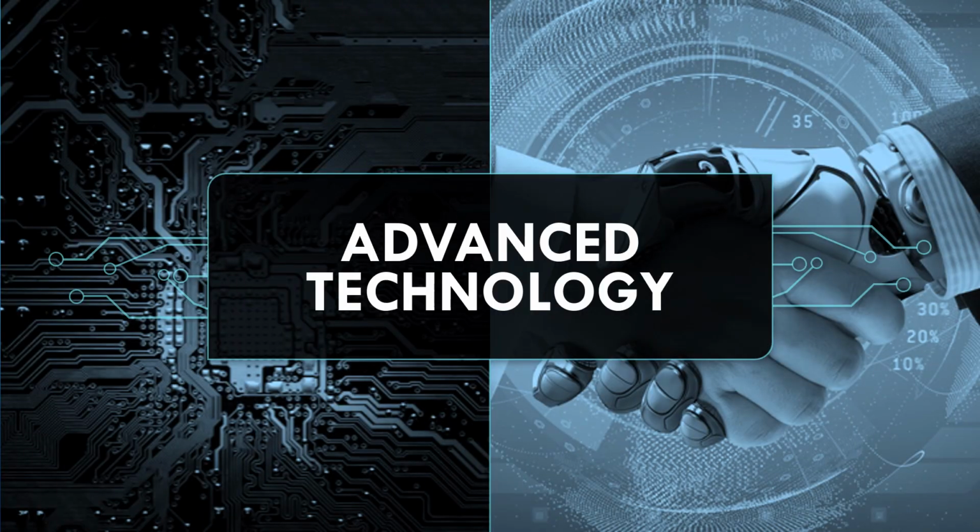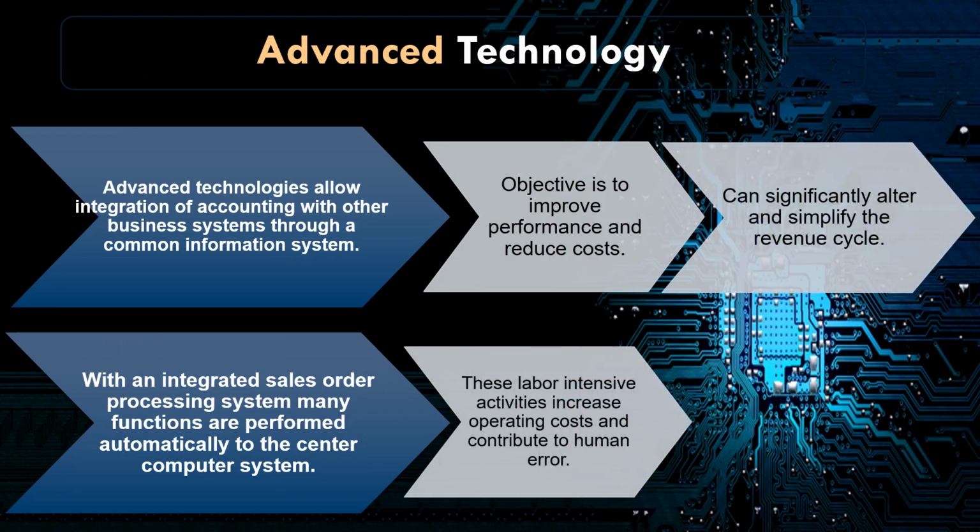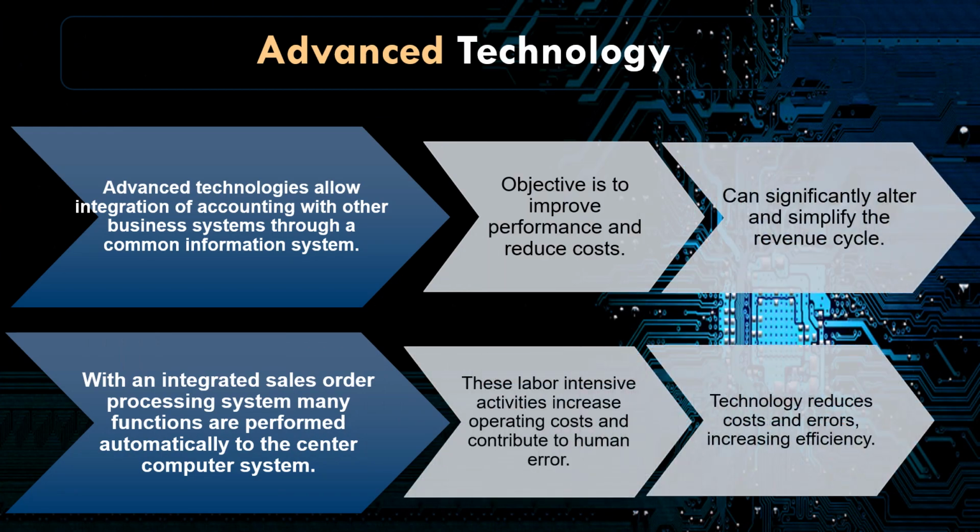Okay, now let us talk about the advanced technology, where technology and computer-based functions are dominant over human involvement in the process of the revenue cycle. Using the advanced technology will focus more on automated processes rather than humans. With the integrated sales order processing system, many functions are performed automatically by the computer.